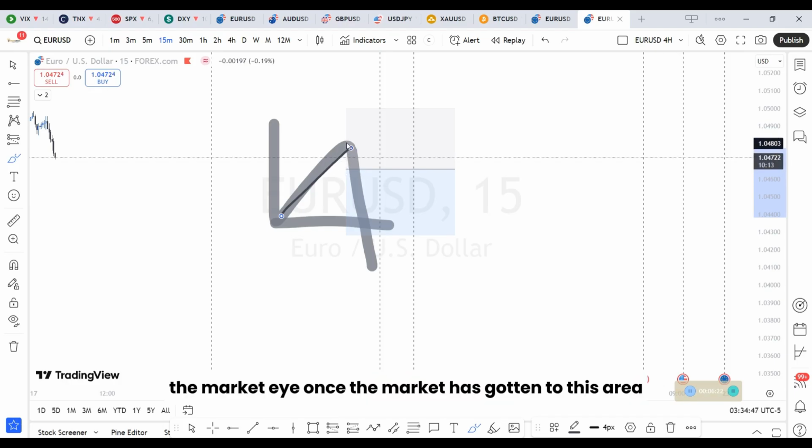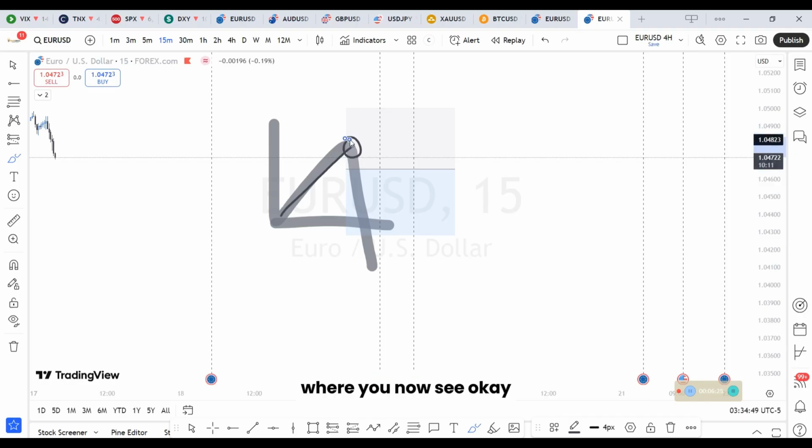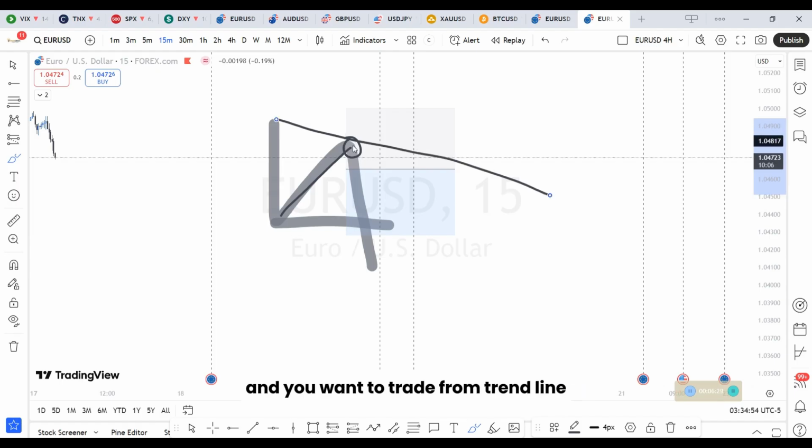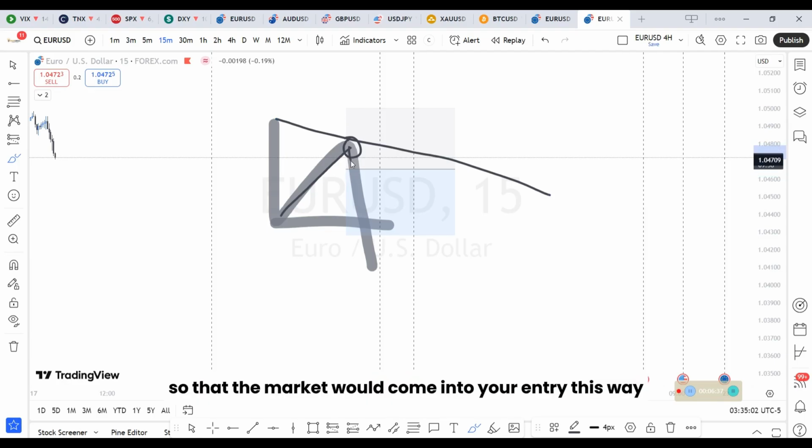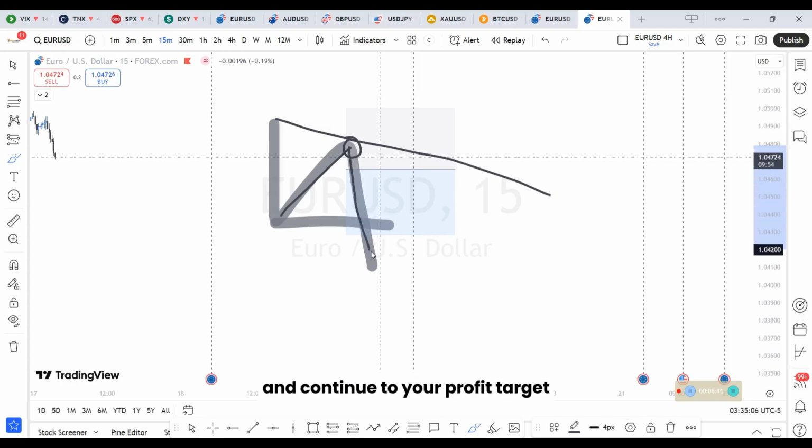Once the market has gotten to this area, you see it's either coming from a trend line and you want to trade from the trend line. You want to place your entry below the previous high so that the market would come into your entry this way and continue to your profit target. That is a stop order in a bearish scenario.